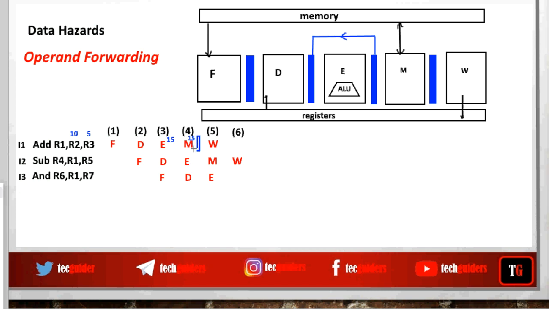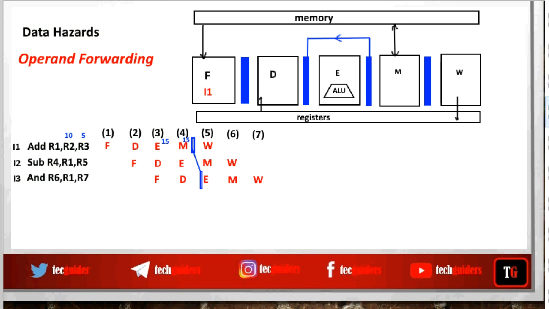Now in the fourth cycle, I1 is in the memory stage with the data and I3 is in the decode stage. In the next clock cycle, when I1 moves to the write back stage and I3 moves to the execution stage, if this data can be forwarded to the input of the execution stage, then I3 can make use of this data for its execution and the instruction can be processed in the next clock cycle itself.